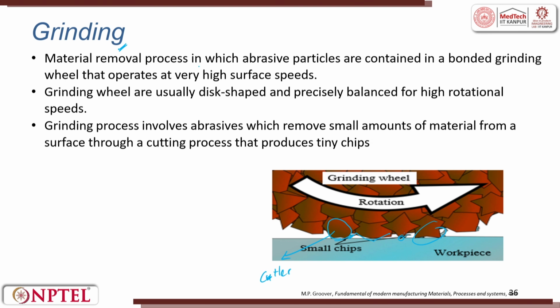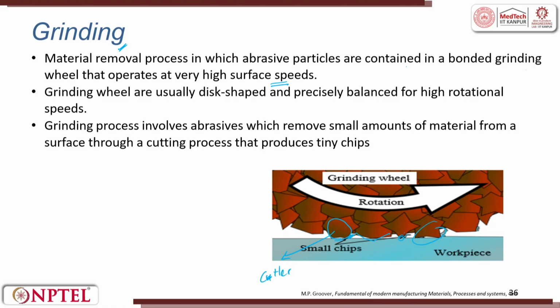It is a material removal process in which abrasive particles are contained in a bonded grinding wheel that operates at a very high cutting speed. Why very high cutting speed? Because the chip size is very small, so the tool contact is going to be very small. If you go very slow, it will take a long time to finish and there will be a lot of rubbing action. So, we move it at very high speed such that material can be removed.